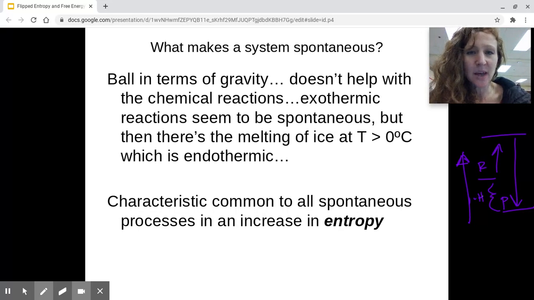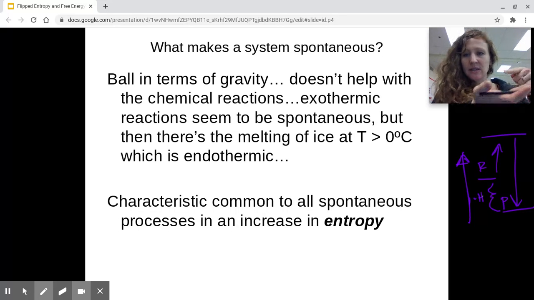But there's always exceptions to this, and very normal exceptions too, like the melting of ice. The melting of ice at temperature greater than 0 degrees Celsius. Well, think about it. If ice is your system, your energy is going from your surroundings into your system. That's an endothermic process, and it's spontaneous. So certainly not all exothermic processes are spontaneous, and certainly not all endothermic processes are non-spontaneous.